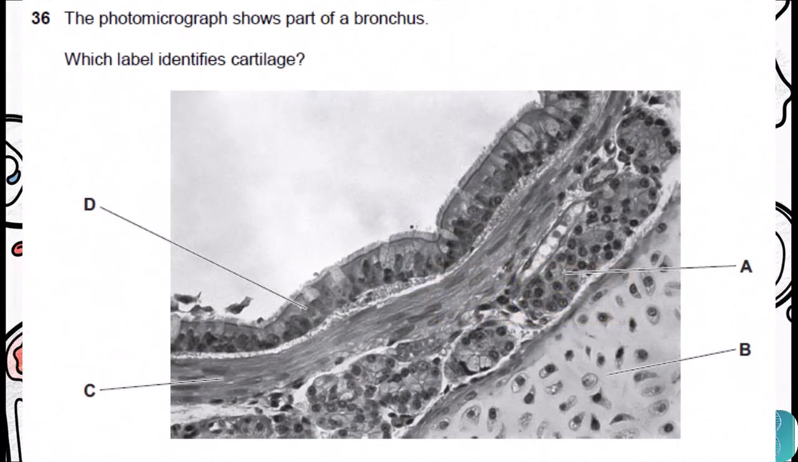For question 36, we've got to interpret this image. We need to spot the cartilage. Now, whenever you see a cross-section of an airway like a bronchus, you're looking for these big, solid, almost glassy-looking blocks of tissue. You see where label B is pointing? That is a textbook chunk of hyaline cartilage.